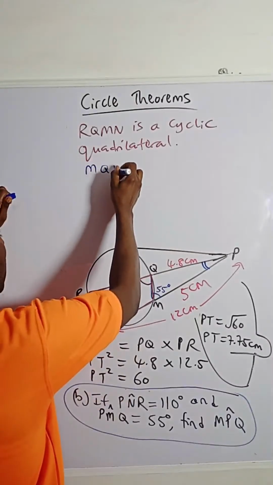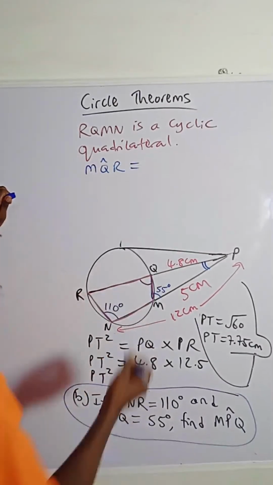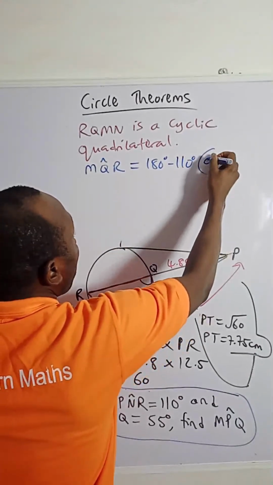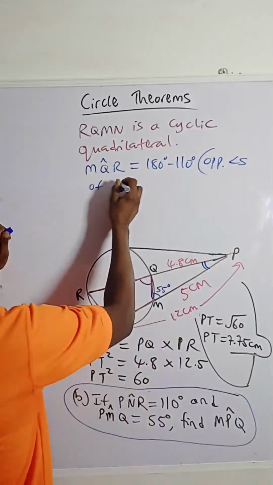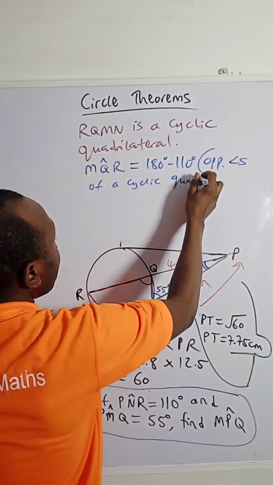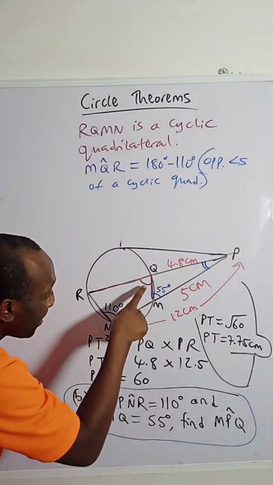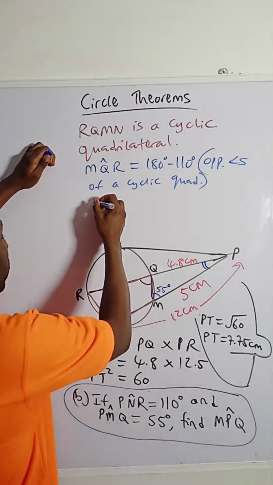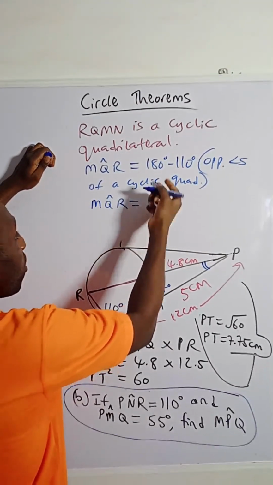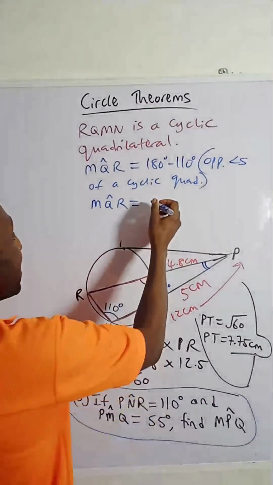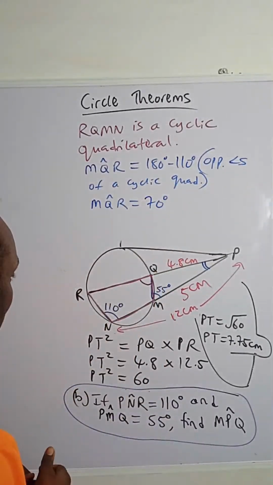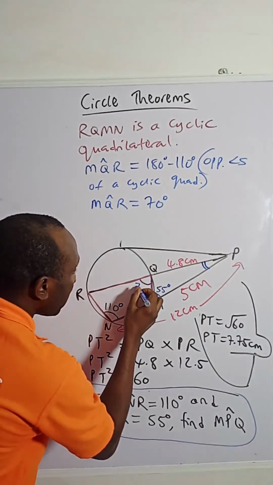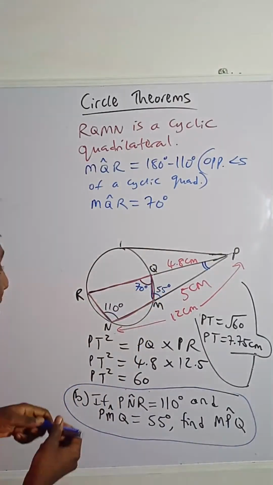Angle MQR is equal to 180 degrees minus 110 degrees. The reason is because opposite angles of a cyclic quadrilateral add up to 180 degrees. So when you add 110 and angle RQM, you will get 180 degrees. So what does that mean? That angle MQR is equal to 180 minus 110, which is 70 degrees. Hope that's right. So if MQR is 70 degrees, we can get this angle.